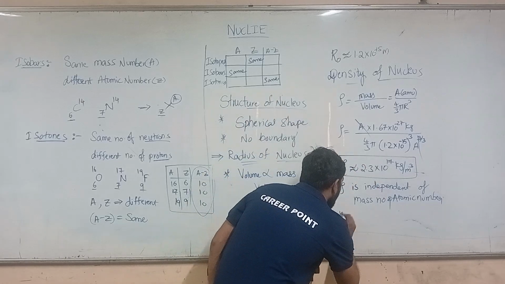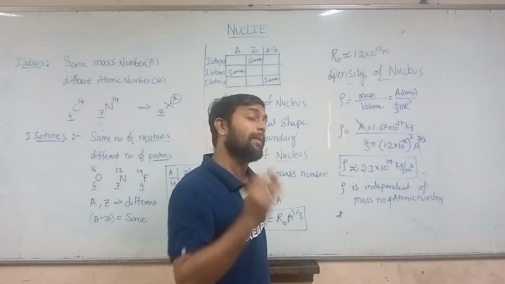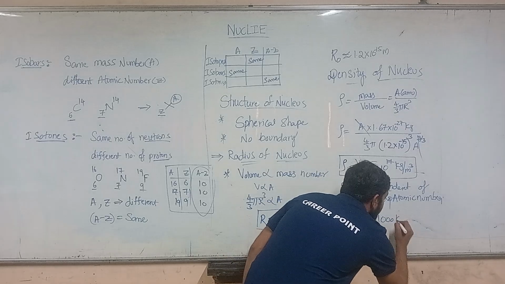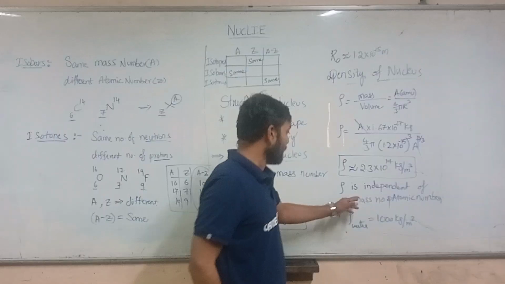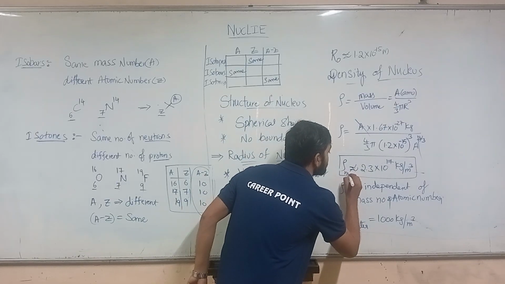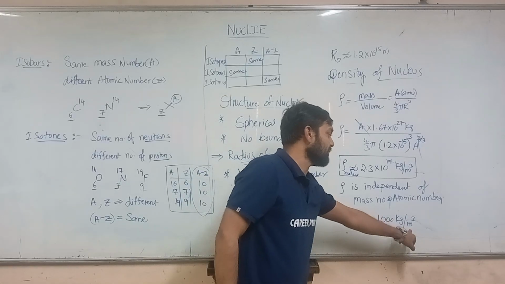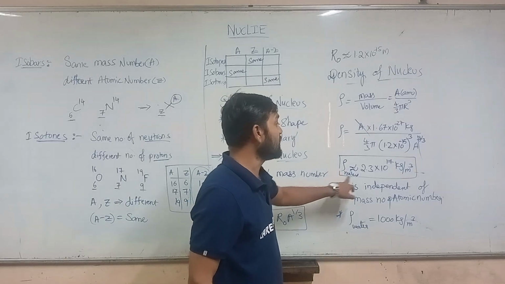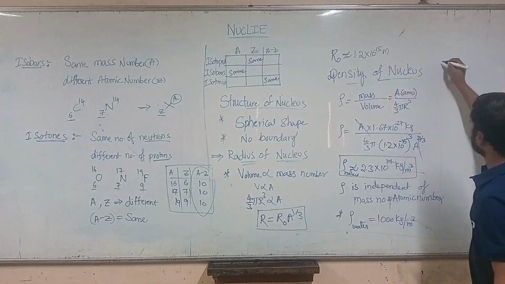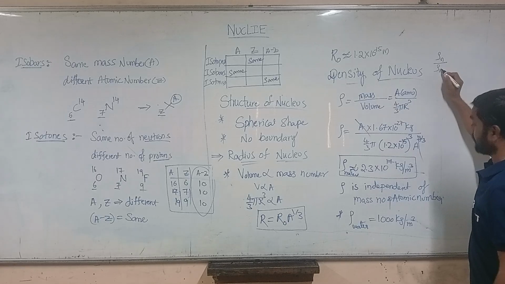Okay, let us take the density of water. What is the density of water? Density of water is equal to 1000 kg per meter cube. So density of water is about 1000 kg per meter cube. Here, if you compare the density of water to the density of the nucleus, the density of water is about 1000 kg per meter cube, but the density of the nucleus is about 10 to the power 17 kg per meter cube.